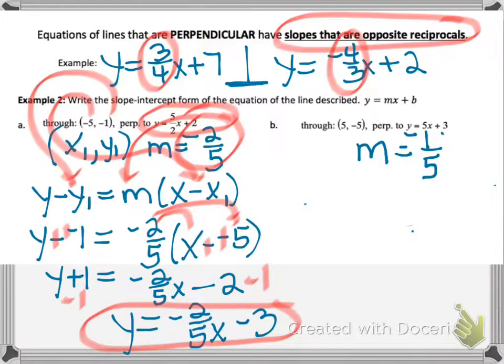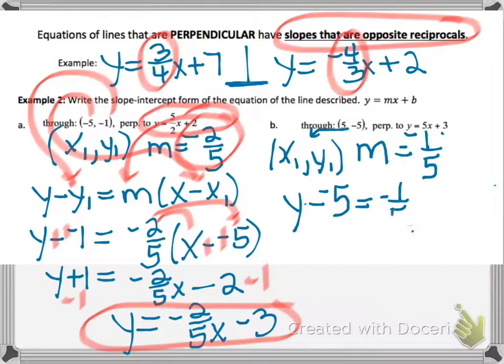My xy coordinate is going to be that (5, negative 5), so my x1 and my y1 are right here. I'm going to substitute those into point slope form. So that would be y minus, well, the y coordinate is negative 5, equals the slope, negative 1/5, times x minus the x coordinate, which is 5.